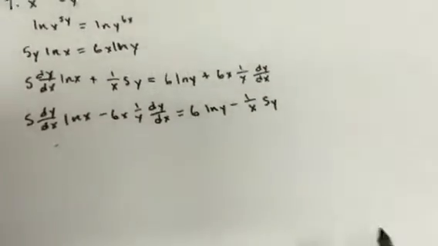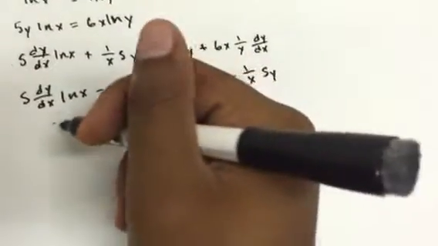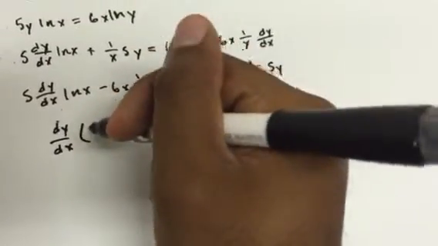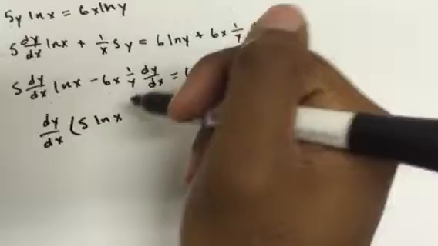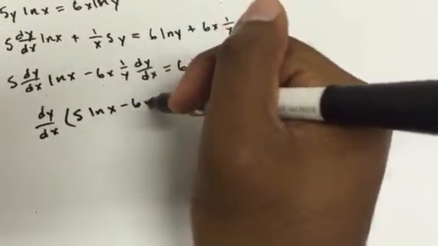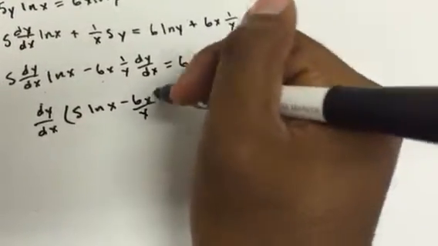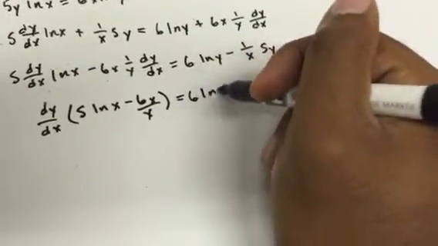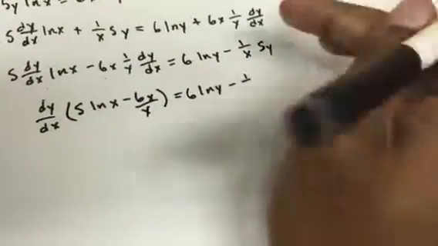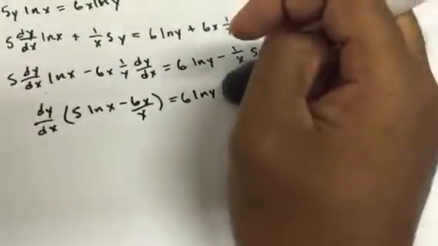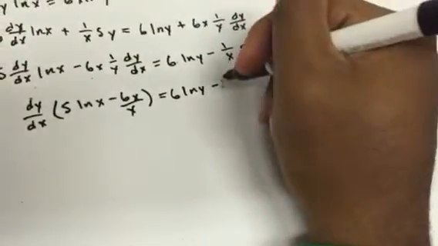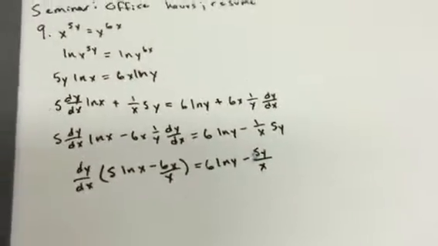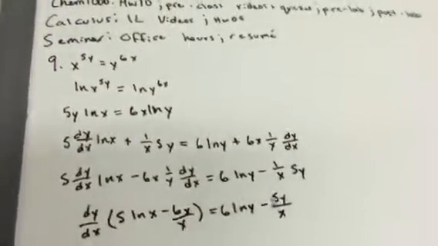Let's factor out dy dx. Dy dx times 5 ln x minus 6x over y equals 6 ln y minus 1. Might as well go ahead, write this as a fraction, 5y over x. Check and make sure my mathematics is correct.